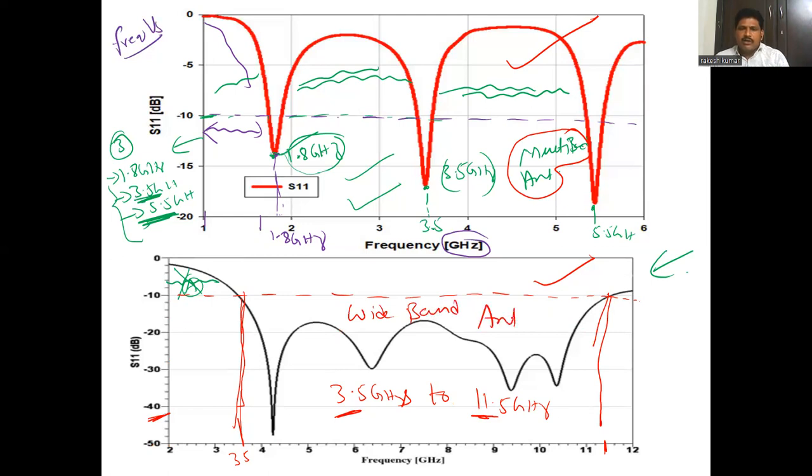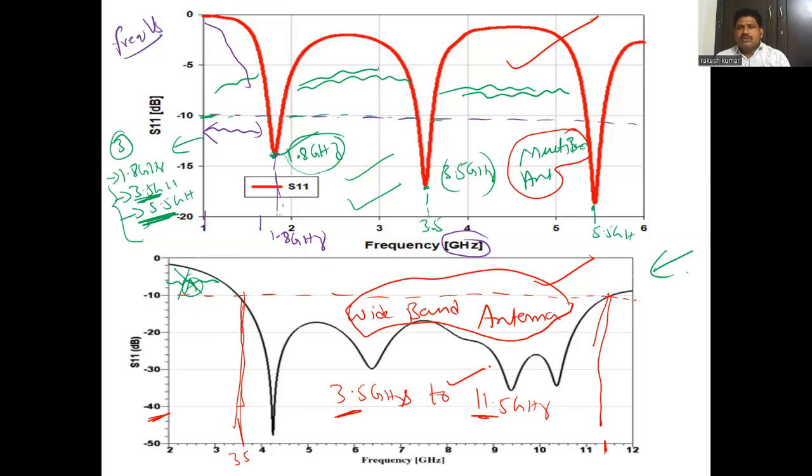So this comes under wideband antenna. This graph represents a wideband antenna or ultra wideband antenna, UWB or wideband. So what is meant by a wideband antenna? An antenna which operates for a wide range of frequencies. A wide range of frequencies means the graph is getting below minus 10 dB from 3.5 gigahertz to 11.5 gigahertz. So this comes under wideband antenna.